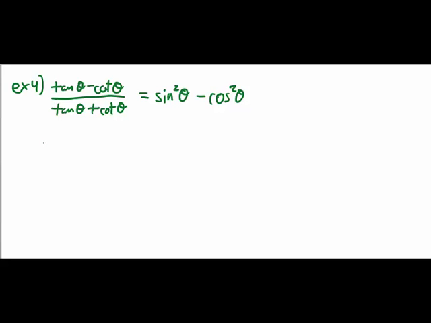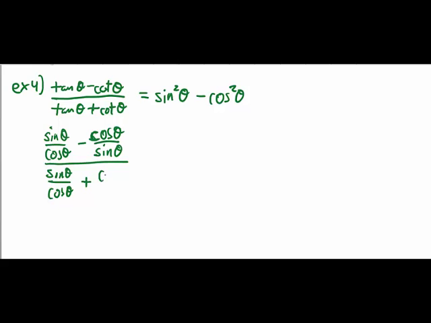Well, looks like we should probably turn everything into sine and cosine. So here I'm going to take this into sine theta divided by cosine theta minus cosine theta divided by sine of theta, all divided by, this is our denominator of tangent theta plus cotangent theta, so this is going to be sine theta divided by cosine theta plus cosine theta divided by sine of theta.